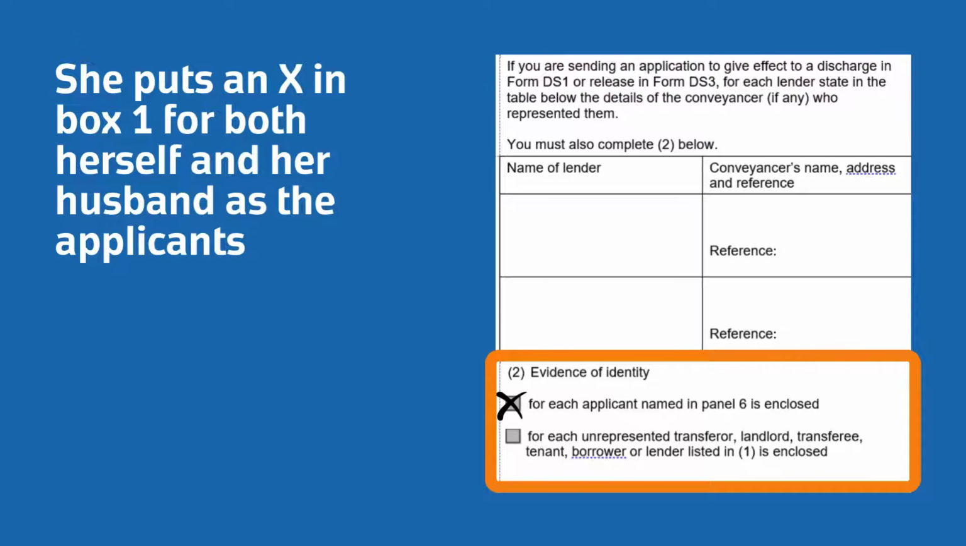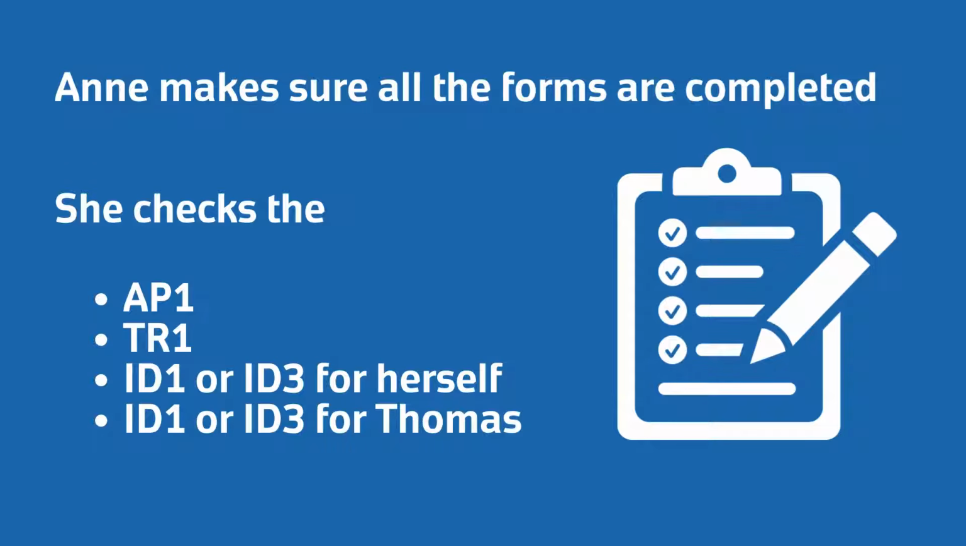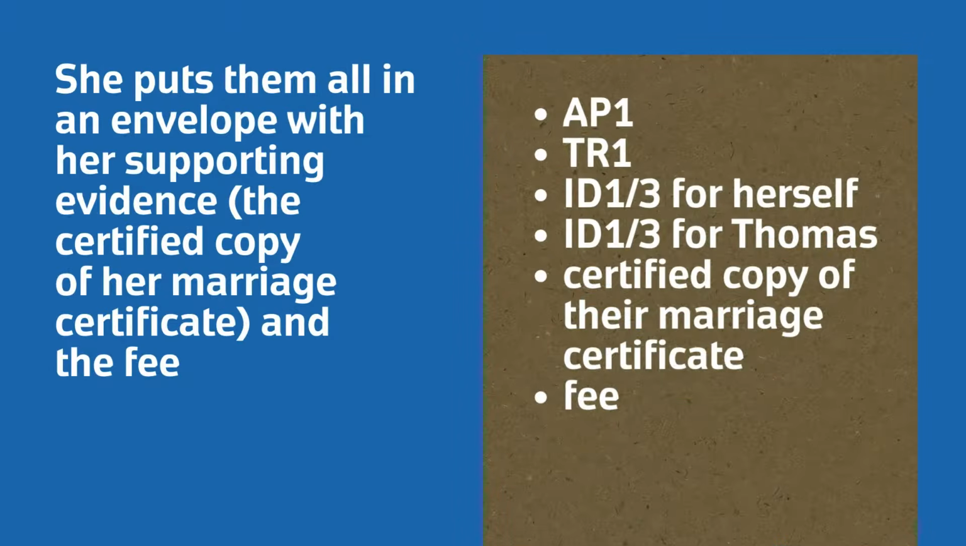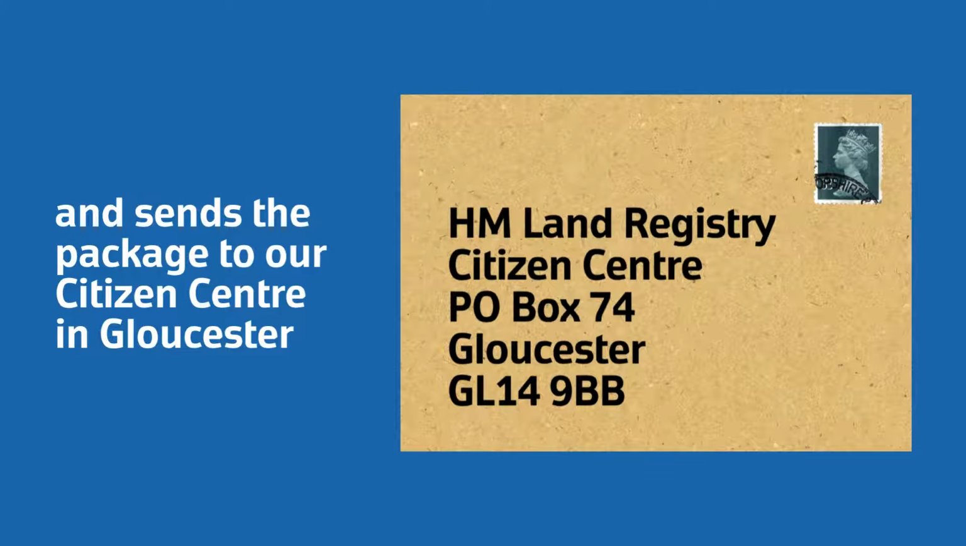She puts an X in the first box for both herself and her husband as the applicants. Finally, Anne and Thomas both sign and date the form. Anne makes sure all the forms are completed. She checks all the panels in the AP1, TR1, ID1 or ID3 for herself, ID1 or ID3 for Thomas. She puts them all in an envelope with her supporting evidence, which is a certified copy of her marriage certificate and the fee, and sends the package to our Citizen Centre in Gloucester.